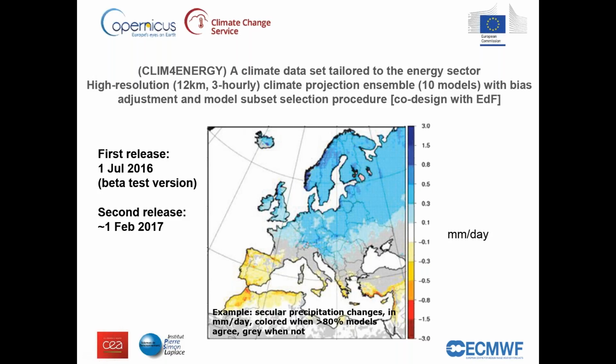So it's a different type of bias adjustment, because here we're talking about the bias adjustment of the climate projections, not of the reference data set. And also it contains a methodology to select subsets of these data sets according to some criteria that I can describe a bit later. So we had the first release in July 2016, and we expect to have a second release at the beginning of February 2017.